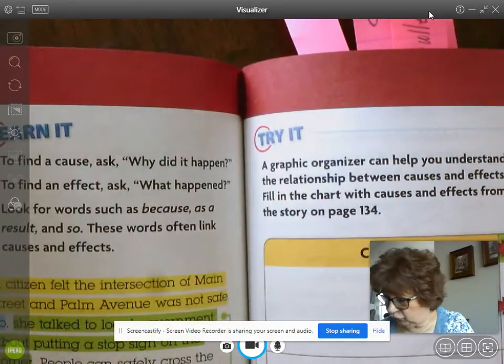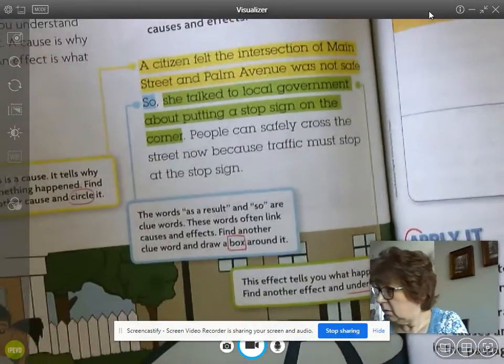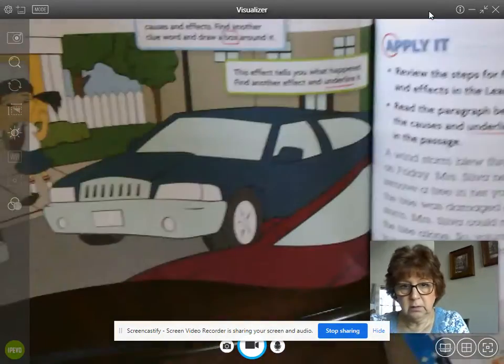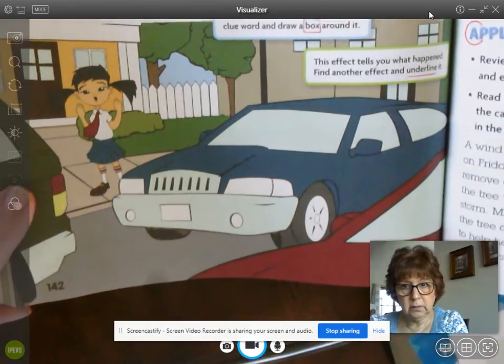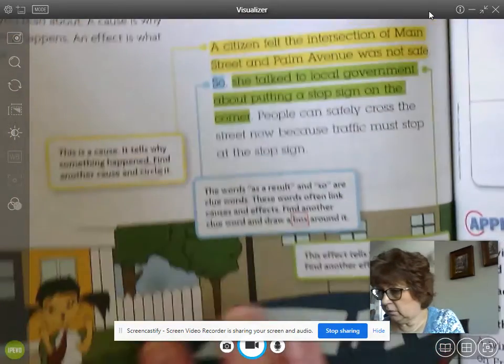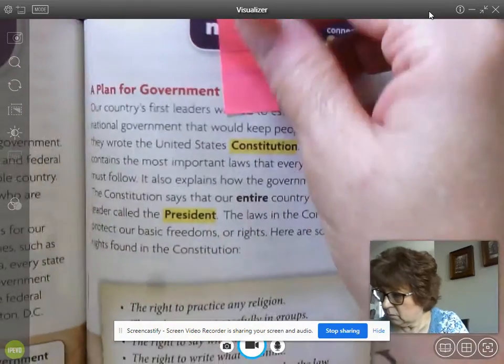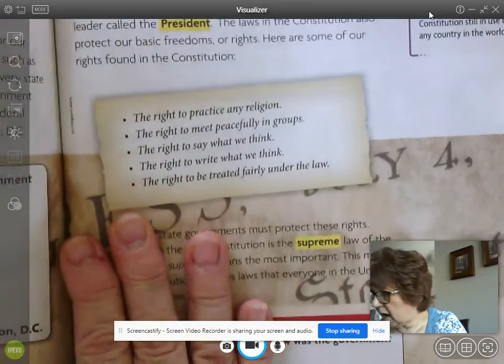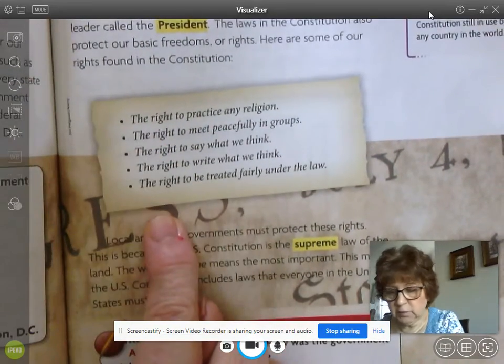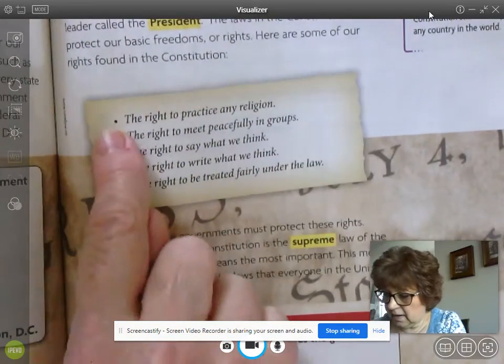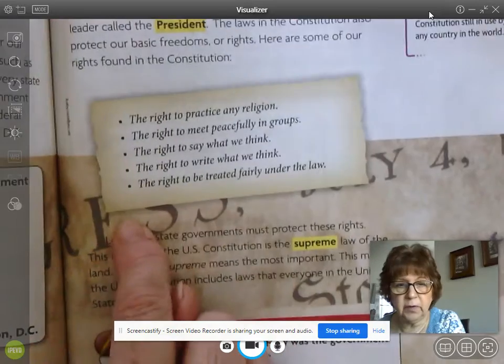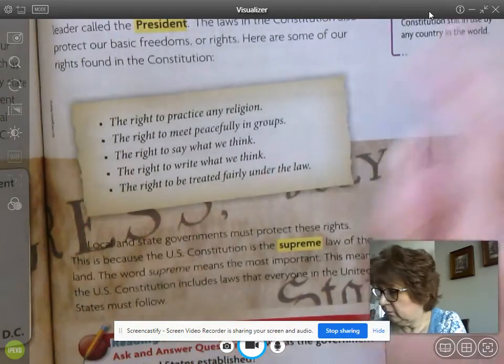And here we have a drawing. Okay, that goes along with what we're learning. And here we have bullets. Okay, so remember it's inset and there's a dot or some other symbol in front of it.